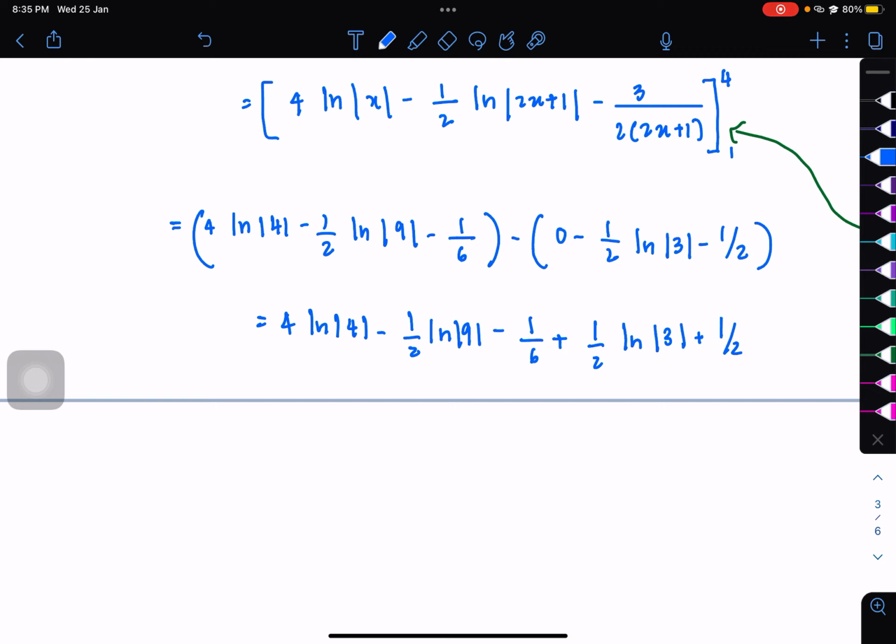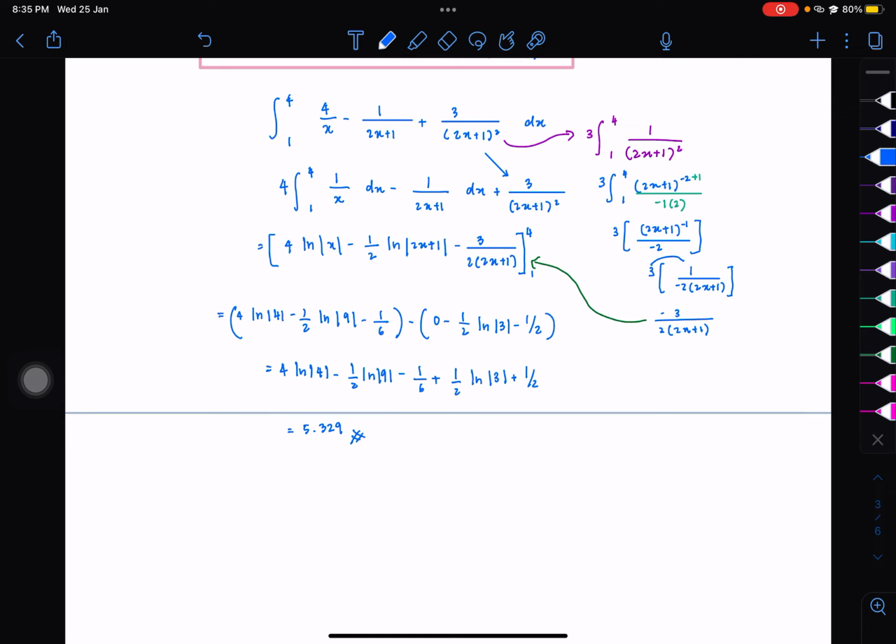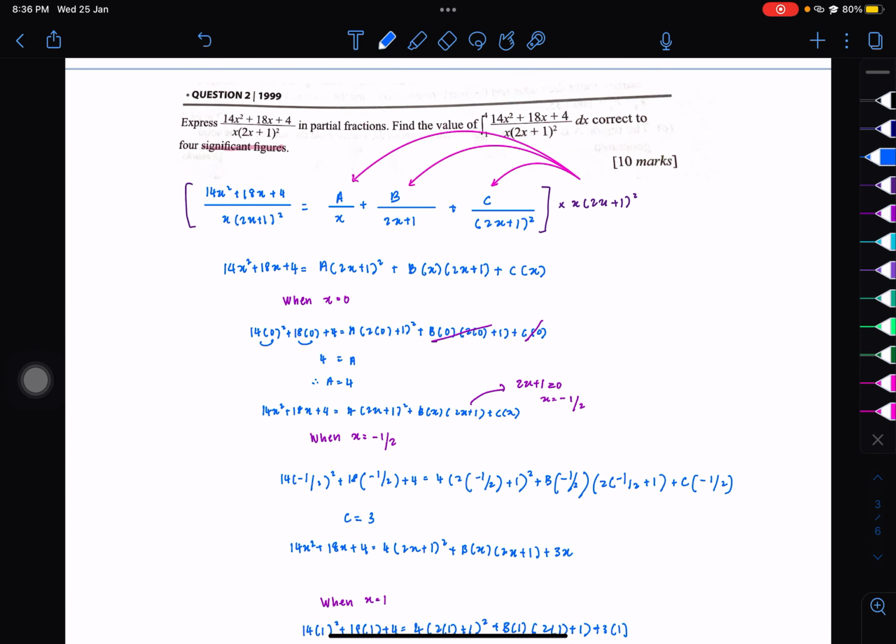Semoga betul I malas nak buat balik. Okay, 1 over 2. Okay, betul. Dan saya sangatlah happy. Okay. So the final answer you must write in 4 significant figure, not decimal place. 1, 2, 3, 4. So this is our answer. And you will get 10 mark in this question. So thank you.